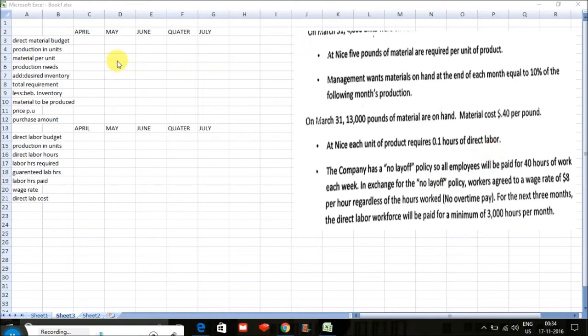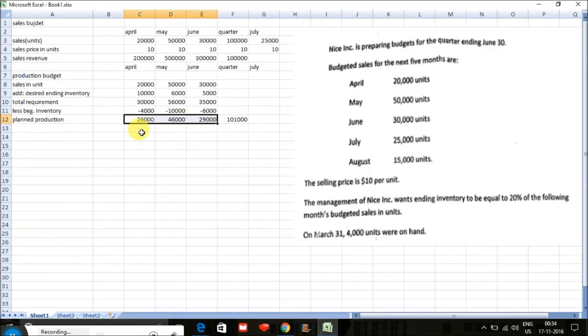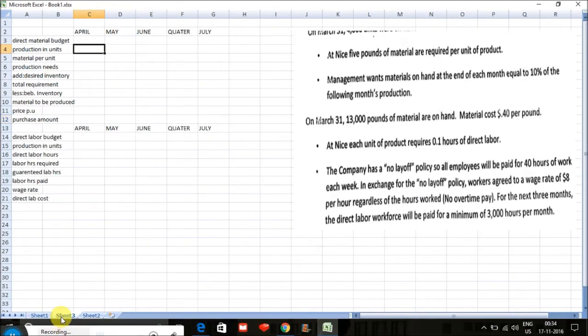Now let us start with the direct material budget. For the direct material budget, we require the production units, the budgeted production that we are planning to produce. For that, we should copy the already solved budgeted production units from the table and copy it to the direct material budgets table. Now, we are also given that at NICE 5 pounds of materials are required per unit. So we multiply each unit by 5 to get the total requirement of material.